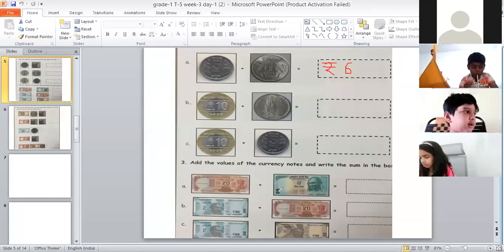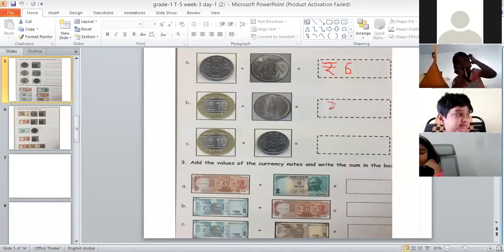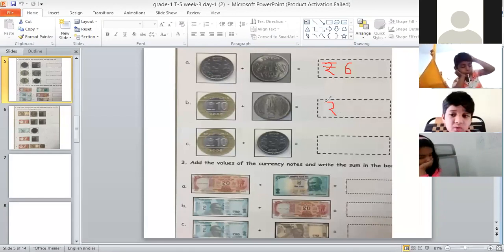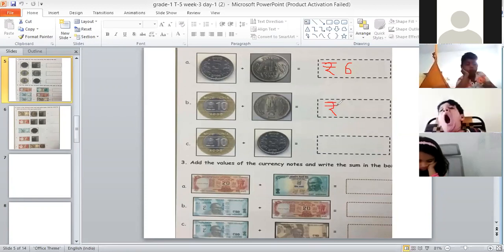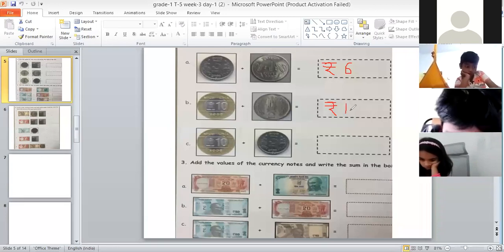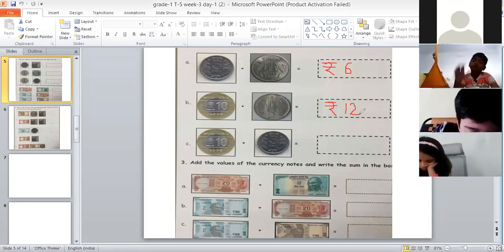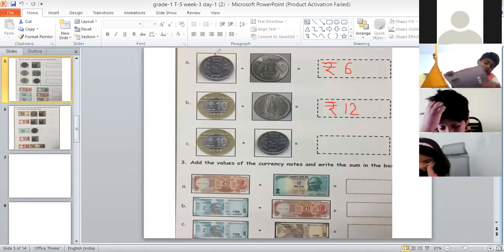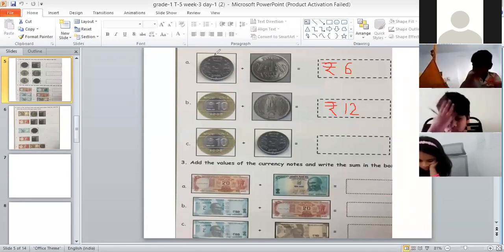Yes, Veda, tell me how many rupee coins are there? In second bit, 10 rupee coin and 2 rupee coin. So tell me 10 plus 2 how much? 12. So this is equal to 12 rupees. And please children, don't forget to make rupee symbol. You have to make rupee symbol also. Now next one.